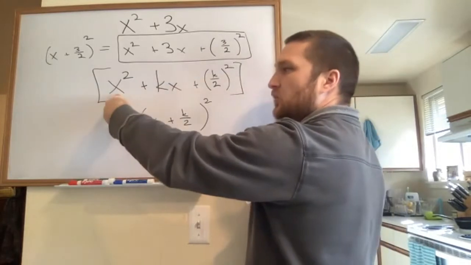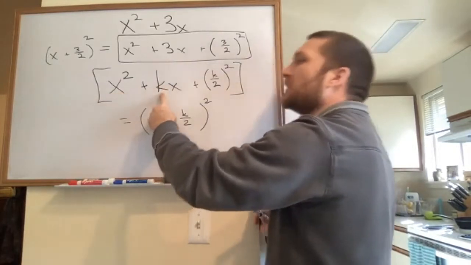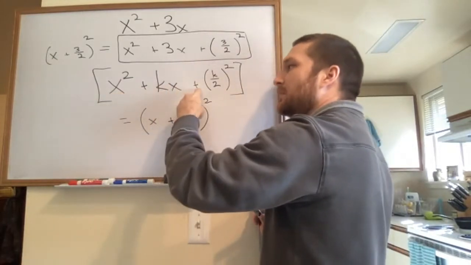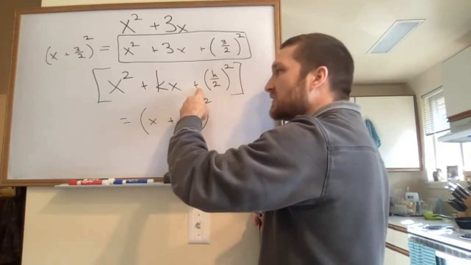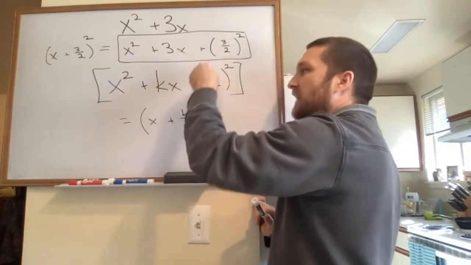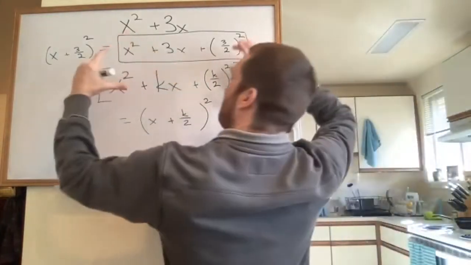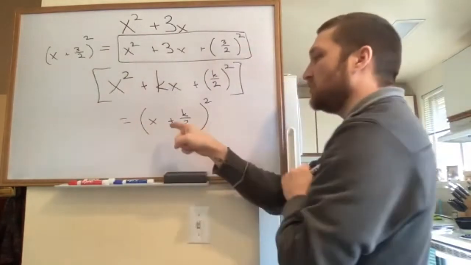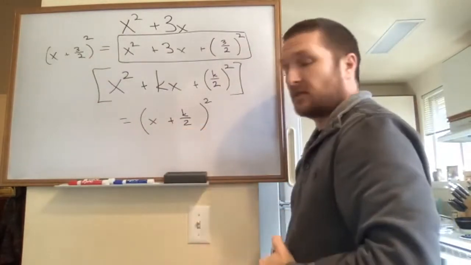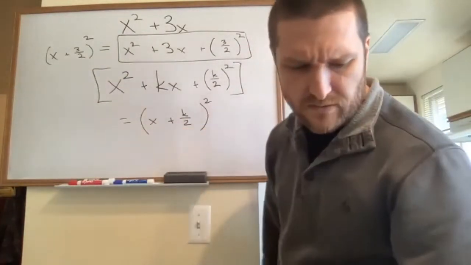If we have an x squared by itself plus some number times x, then the only number that's going to work is half of that squared. If we could somehow add that on, then that entire beast is going to turn into a form that we want. It's going to look like something we want. Okay.